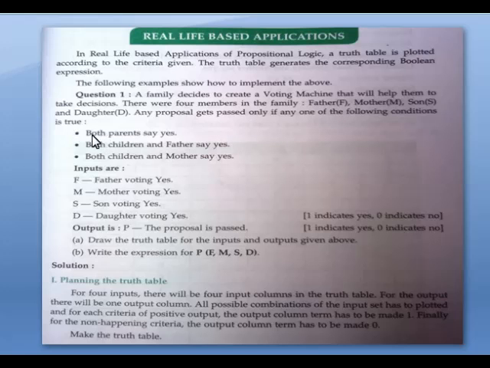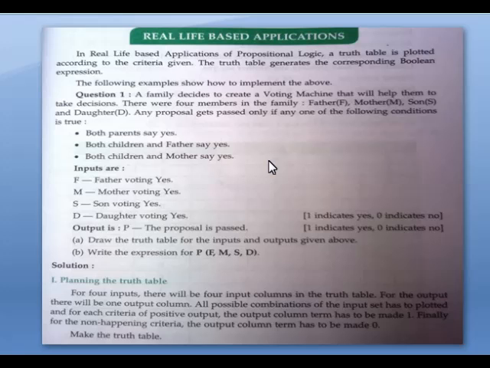Both parents say yes. If both parents say yes, meaning mother and father value is 1, the output is 1. Second condition is both children and father say yes. If father, daughter and son are 1, then the output is 1. If mother, son and daughter are 1, the output is 1. So it is a 4 variable truth table. You have to draw it by yourself. Only the questions you will see, the truth table you have to make.